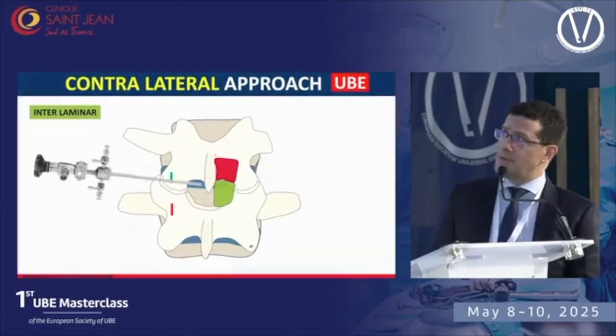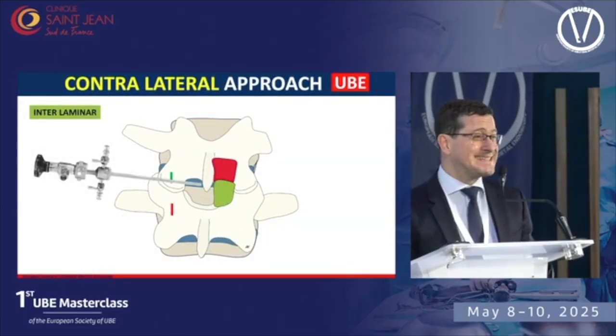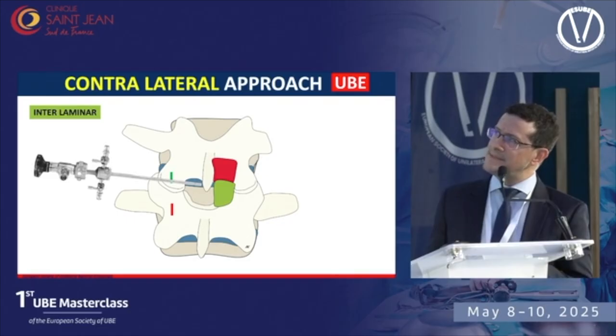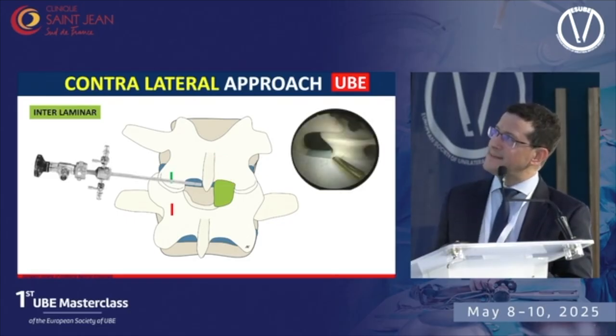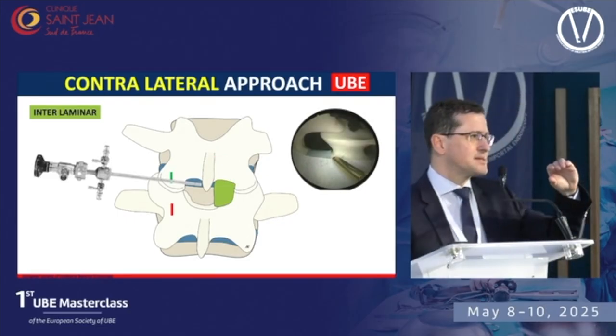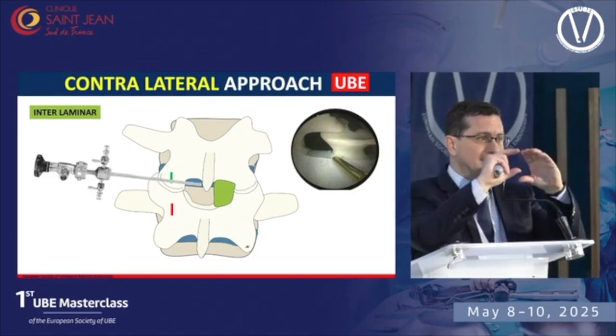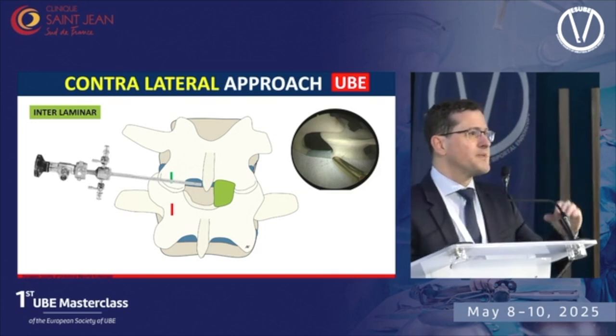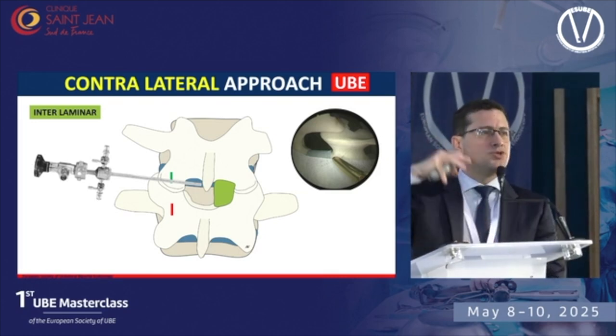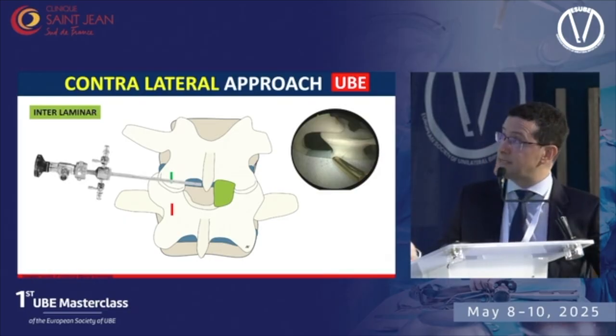So the second part of the classification is the interlaminar approach. And it is very important to understand that it depends on the collapse of the disc. Because if you have a very important collapse of the disc, the interlaminar window is very close, very small. And if you have a young patient, you are going to have a very big interlaminar space.